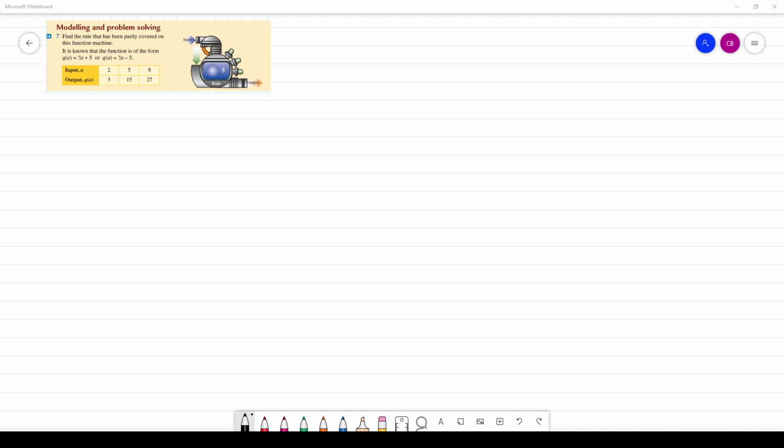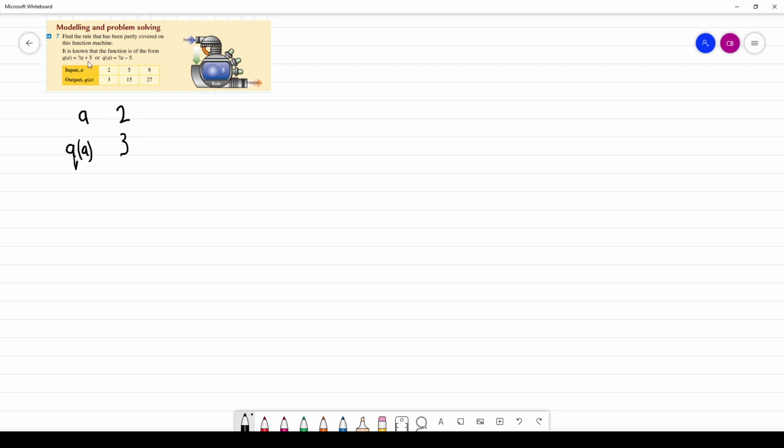Oh, that's a lot to interpret. So the table tells us that when a is 2, Q(a), got to be careful, make sure the Q's look like Q's, gives us 3. Wow. Okay, so we've got two options.